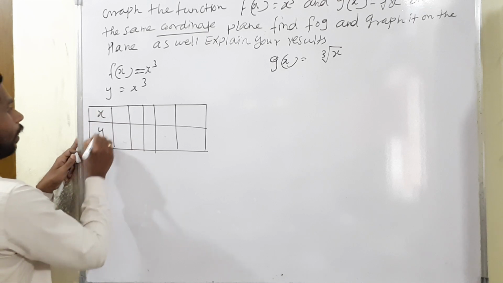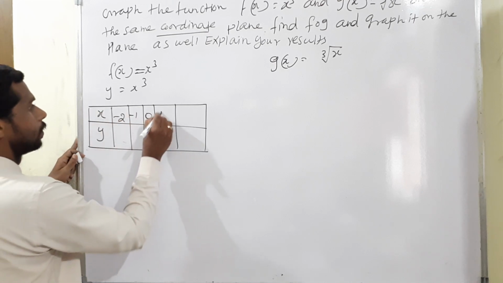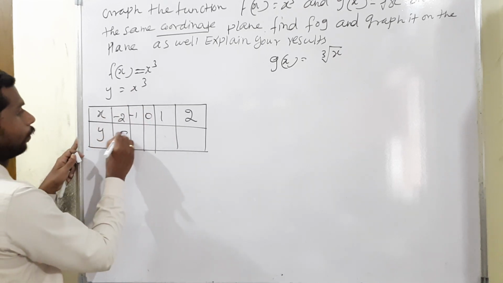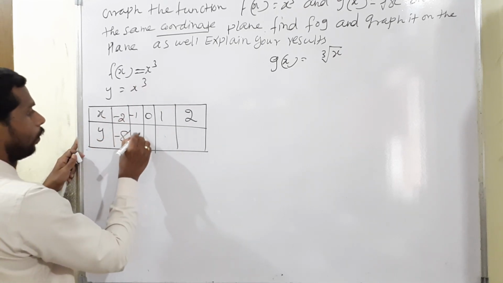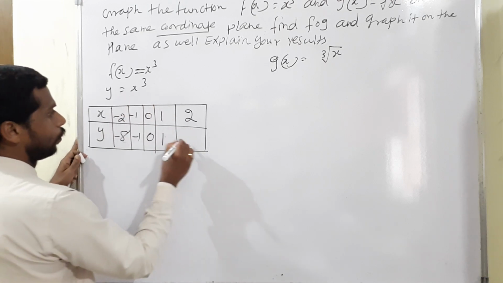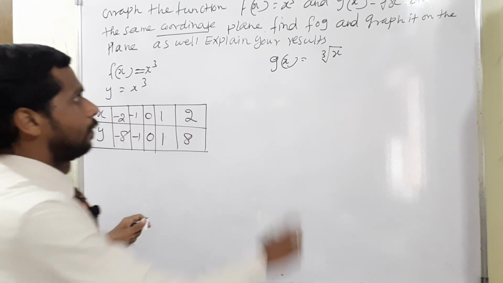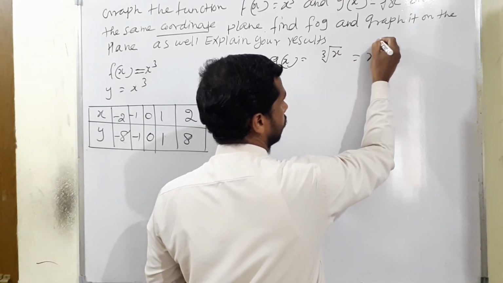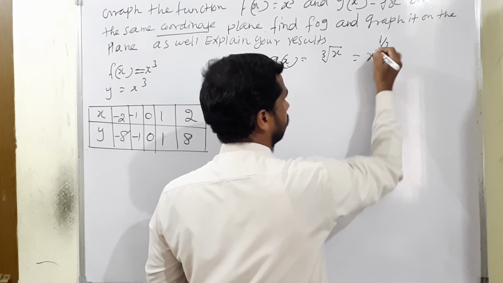So x, y: minus 2, minus 1, 0, 1 and 2. Minus 2 the whole cube means minus 8. Minus 1 the whole cube means minus 1. 0 means 0. 1 cube is 1. 2 cube means 8. Now g of x is equal to cube root of x, which we can rearrange as x to the power 1 by 3.